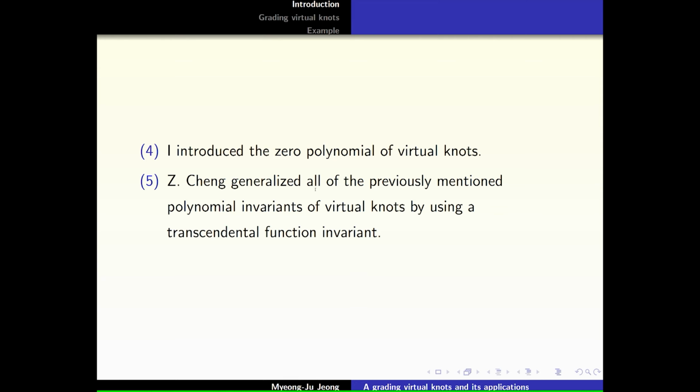I have introduced the zero polynomial of virtual knots, and this can distinguish some pairs of virtual knots which cannot be distinguished by the affine index polynomial. Recently, Cheng generalized this polynomial invariant of virtual knots by using transcendental function invariant.